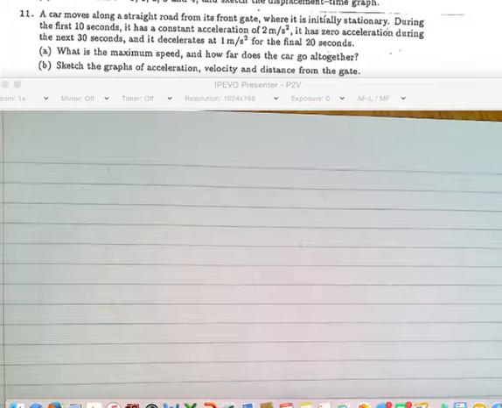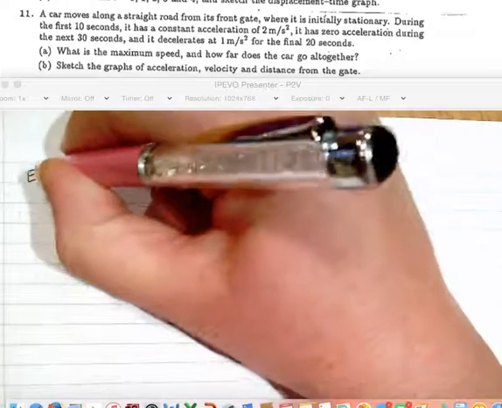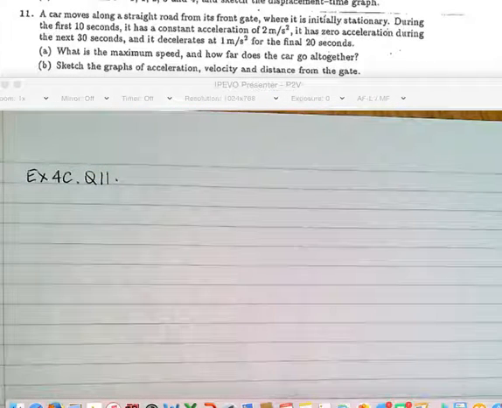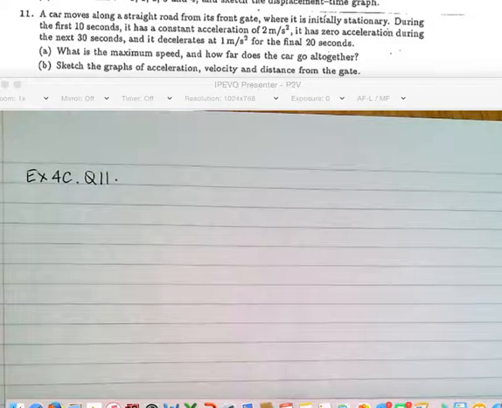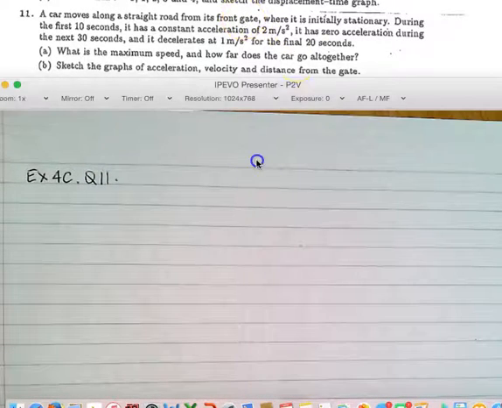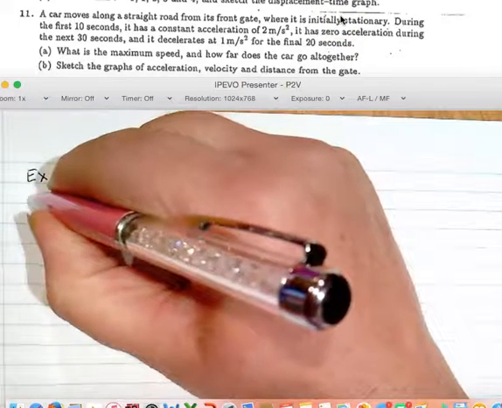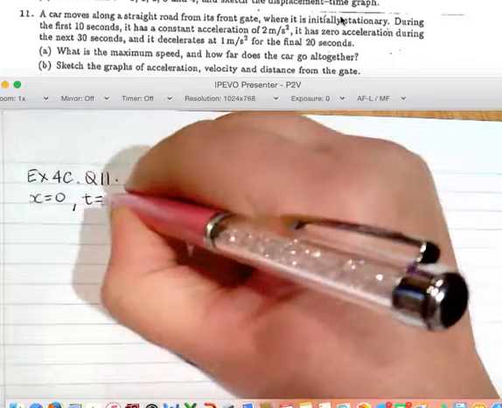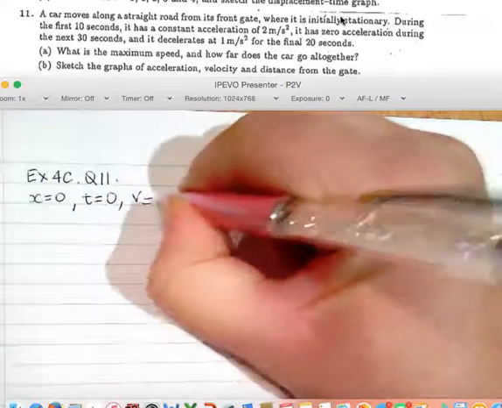Okay, this is exercise 4C from the Cambridge worksheets. This is question 11. It says a car moves along a straight road from its front gate, where it is initially stationary. So we know that if we take x equals 0 as the front gate, at time 0 the velocity is 0.